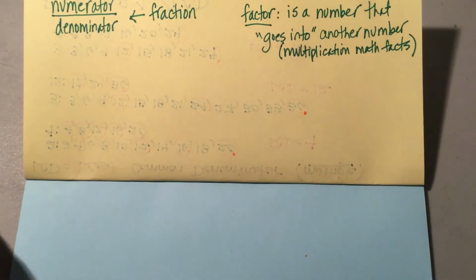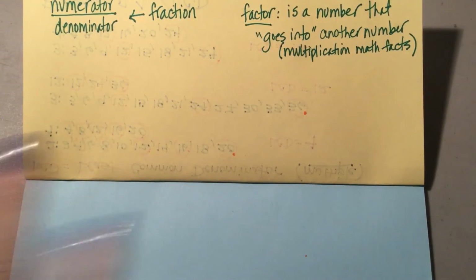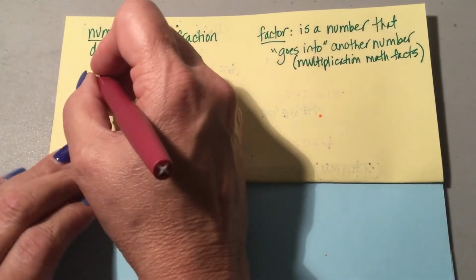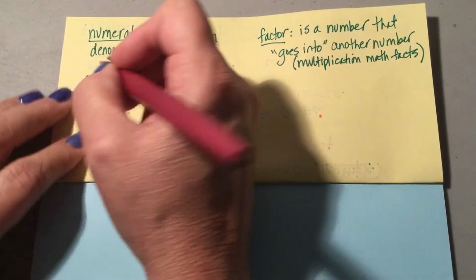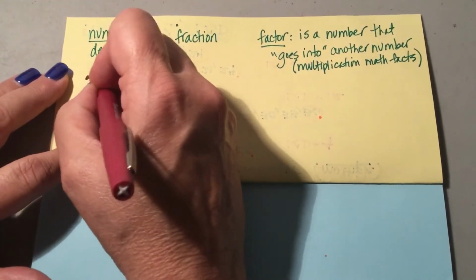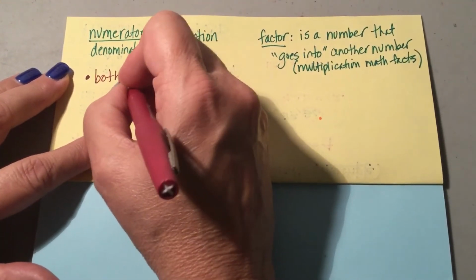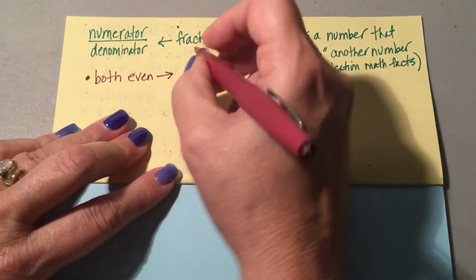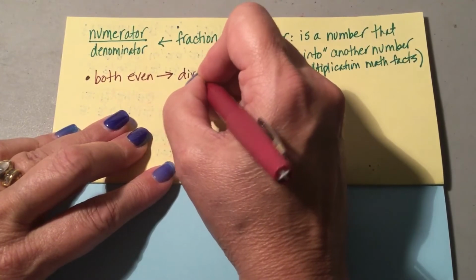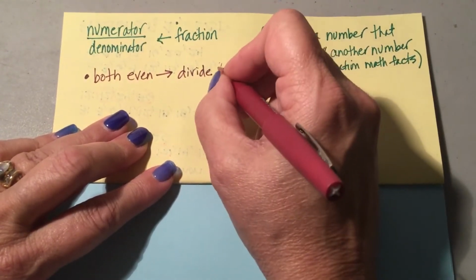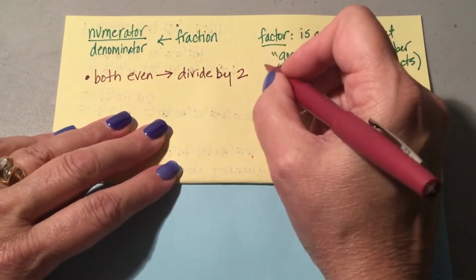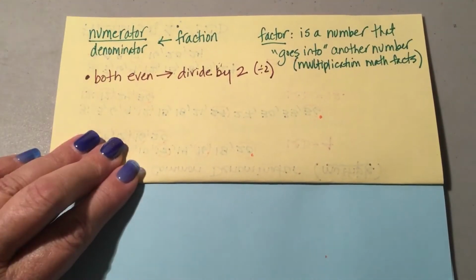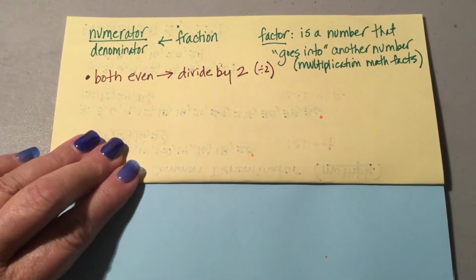Okay? So first thing we're going to do is we're going to write down our rules. We're going to put down some examples here, but we're going to write down our rules up here for some math facts. So here's the first one. Okay? If both numbers are even, every even number in the world can be divided by 2. So we're going to write divide by 2, and I'm going to put it like this so that we see it, divide by 2. So if both numbers are even, we're going to be able to divide by 2, okay?